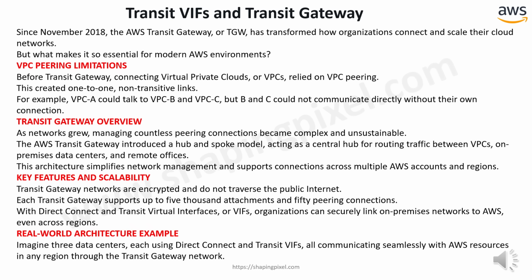With Direct Connect and Transit Virtual Interfaces, or VIFs, organizations can securely link on-premises networks to AWS, even across regions. Imagine 3 data centers, each using Direct Connect and Transit VIFs, all communicating seamlessly with AWS resources in any region through the Transit Gateway network.